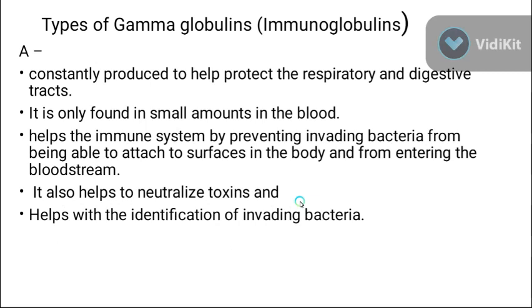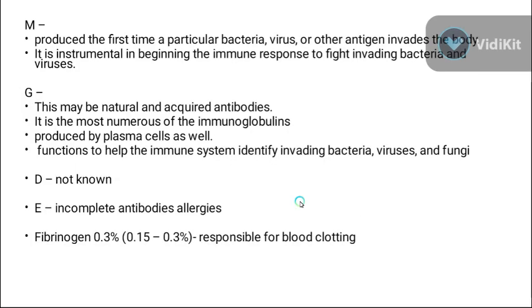A. Constantly produced to help protect the respiratory and digestive tracts. It is only found in small amounts in the blood. Helps the immune system by preventing invading bacteria from being able to attach to surfaces in the body and from entering the bloodstream. It also helps to neutralize toxins and helps with the identification of invading bacteria. M. Produced the first time a particular bacteria, virus, or other antigen invades the body. It is instrumental in beginning the immune response to fight invading bacteria and viruses.